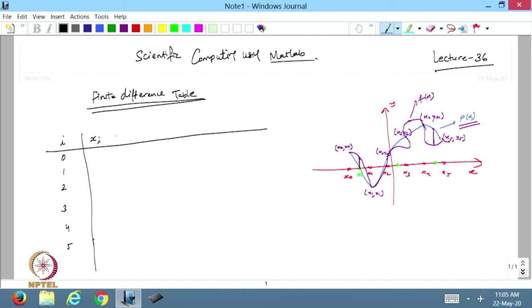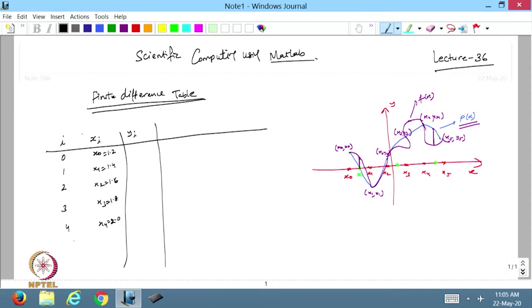Now, I have the x coordinates given to me: x0, x1, x2, x3, x4, x5, and the values of y are given at x0. Let us take, just for the time being, x0 equal to 1.2, 1.4, maybe 1.6, 1.8, and 2.2. Because I am dealing with 6 values, this table will be very large, so I will remove one value. The larger the number of values, the bigger this table will be. So I will take only 5 values.